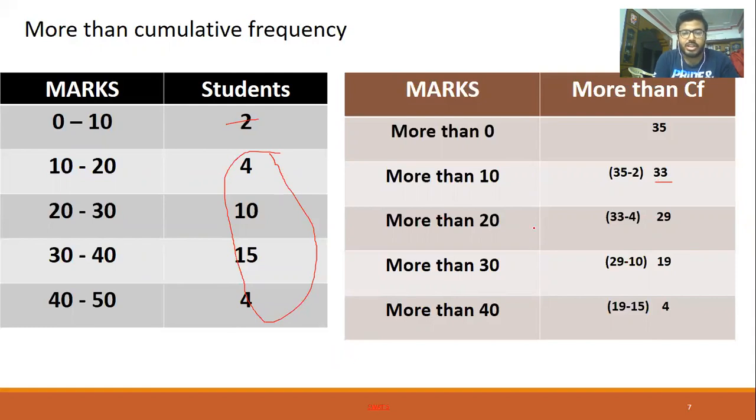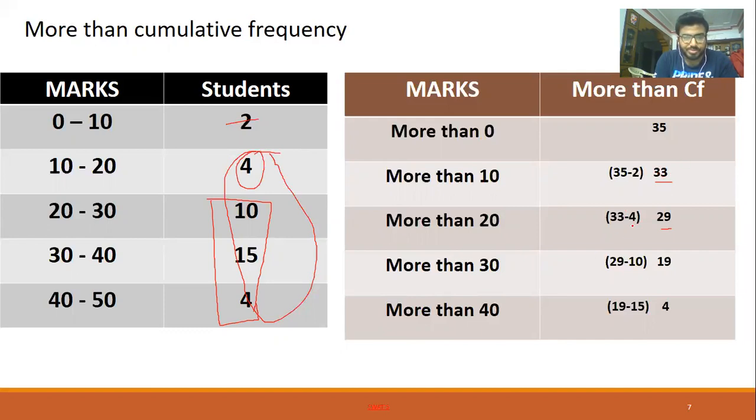Now next, more than 20. More than 20 means 20 to 30 onward, so it will be only these, right? Only these many got it. So either you do 35 minus these, or you can do 33 minus 4 and you get the same. Or you can add all this: 10 plus 15 is how much? 25. 25 plus 4 is 29. So you got 29 here. Or you can do what? Earlier you got 33, and you subtract 4 from it. 33 minus 4. That is the easy way.